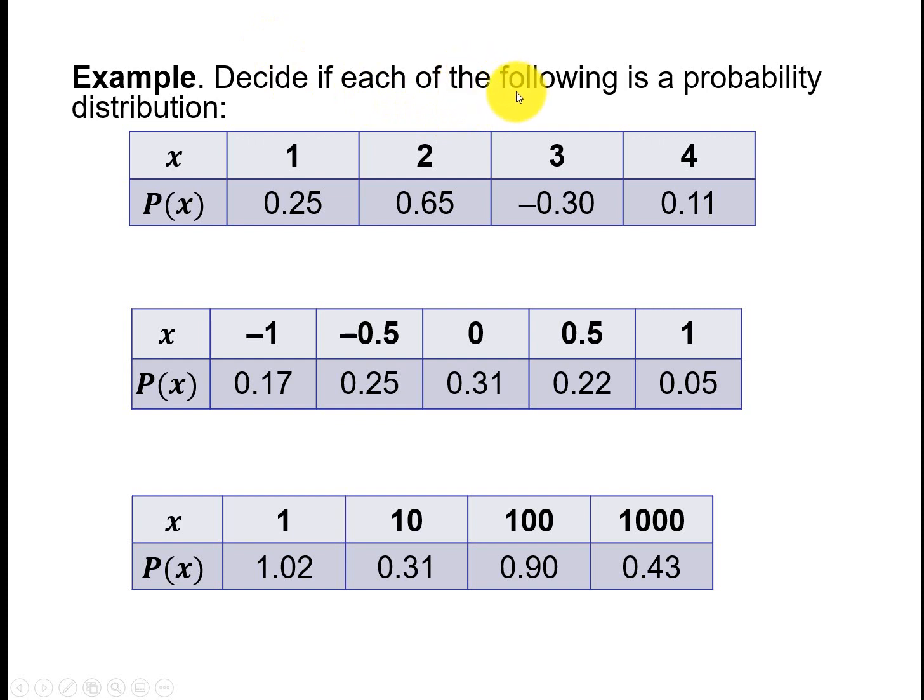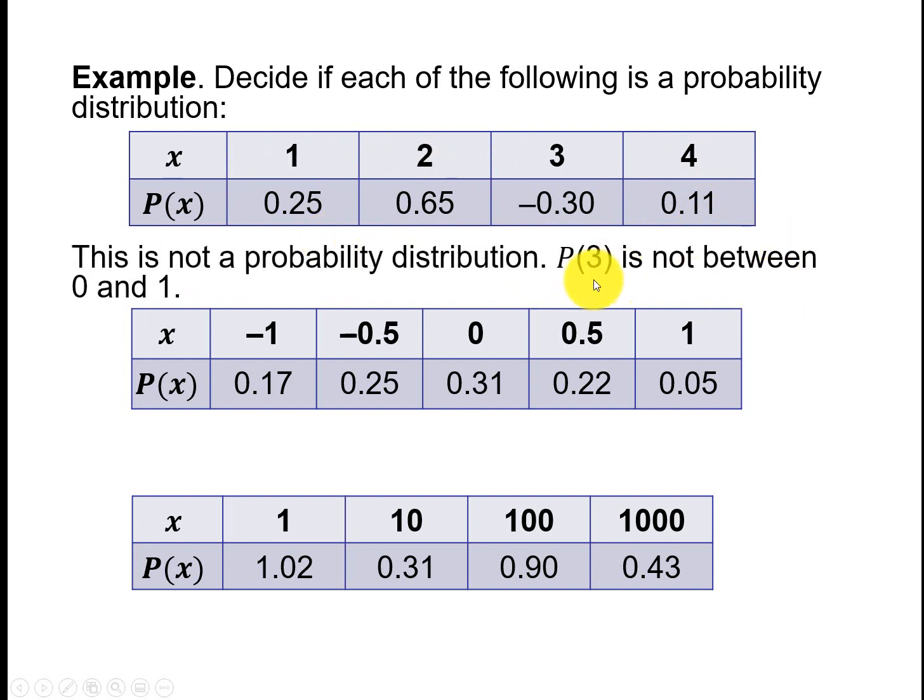So I would like for you to pause the video and figure out whether each of these is a probability distribution. And the tip is, these all must add to 1, and they all must be between 0 and 1. Alright, so for this first one, 2 things. Well, there's a negative probability, which cannot happen, and the sum of all these probabilities is not equal to 1. So that one is not a distribution.